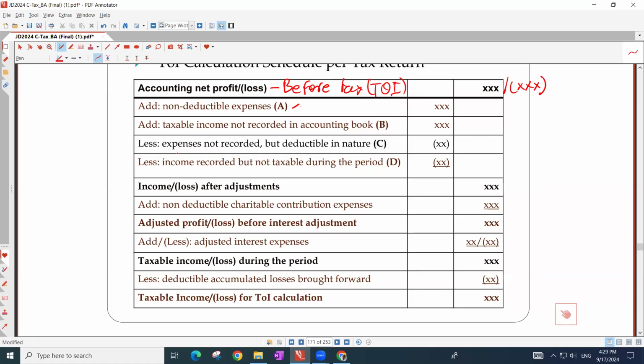Then lastly, some income you record in the financial statement, but it's not taxable, mostly unrealized income, because only realized income is subject to tax on income. So all unrealized income is not subject to tax. But of course, from accounting rule, you are required to record whether realized or unrealized. So accounting treatment is different from tax. So this is considered step one, which we discussed.